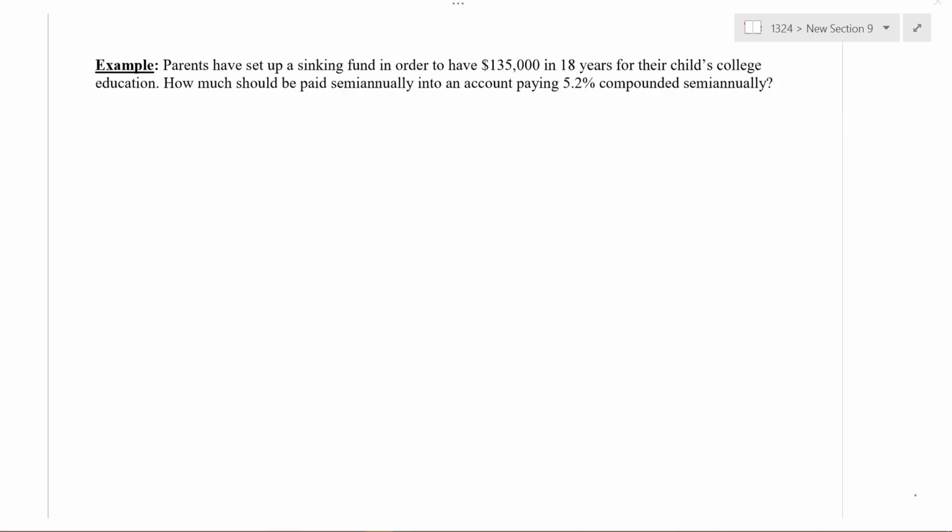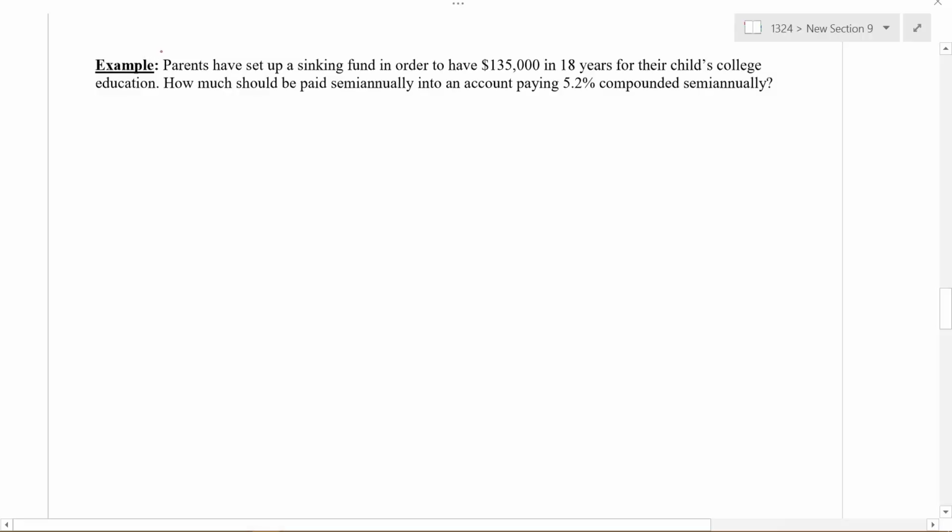Okay, the next example says that we have parents that are setting up a sinking fund in order to have $135,000 in 18 years for their child's college education. How much should be paid semi-annually into an account paying 5.2% compounded semi-annually?